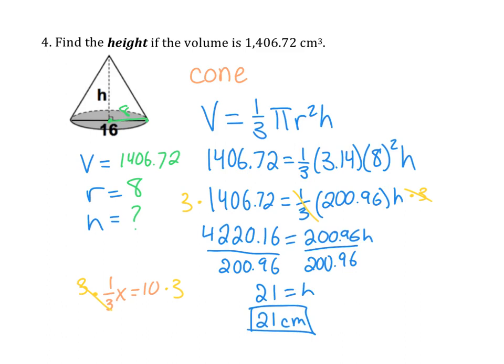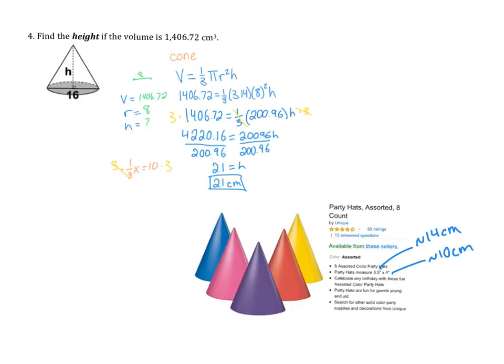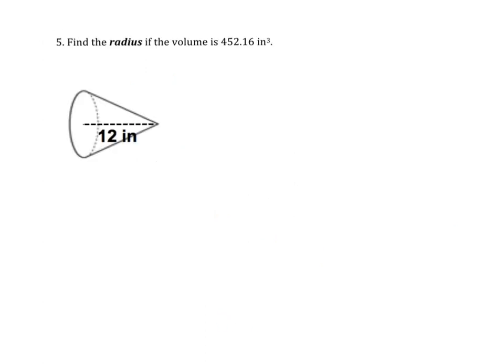1,406.72 centimeters cubed. Did this math problem get you curious about how big that cone is? I decided to look up a cone that I'm familiar with, a party hat, to see approximately how this compares. This says that the dimensions are 5.5 inches by 4 inches. I converted that to centimeters and saw that it was 14 and 10. I don't know which is the height, although I'm assuming it's the 14, and what the 10 is, although I'm assuming it's the diameter.